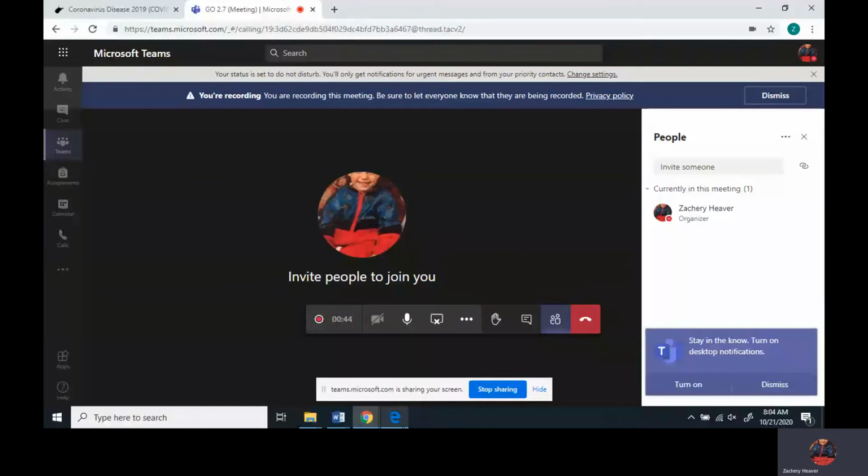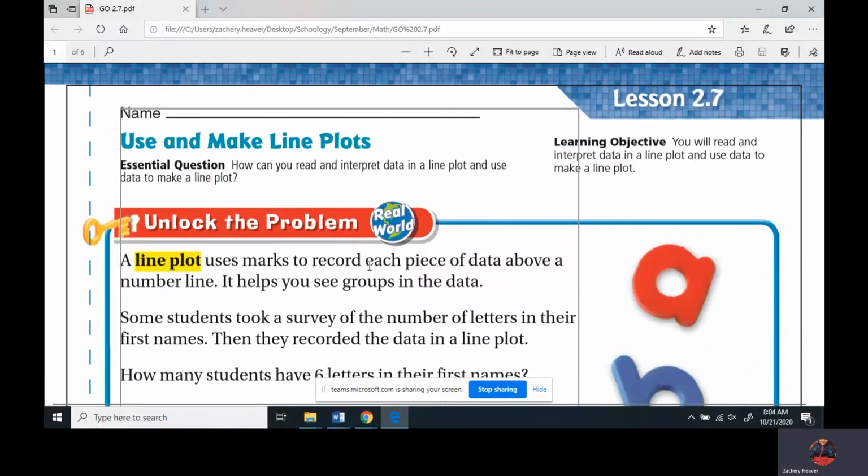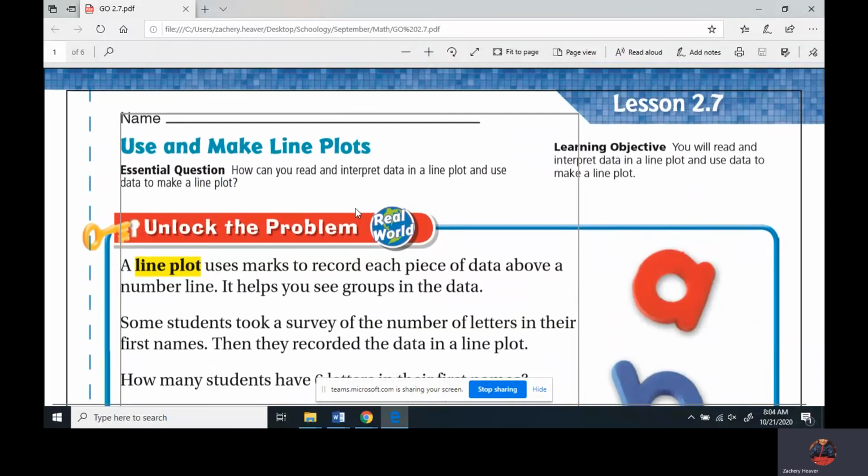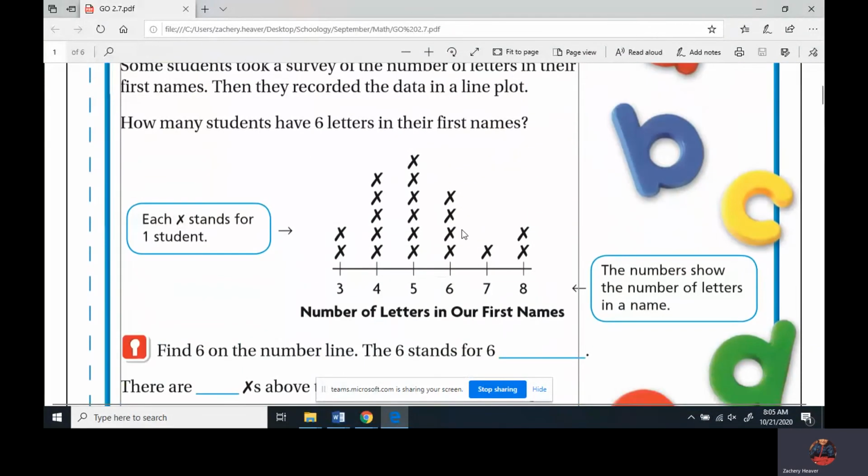Okay, so today's lesson is on line plots, using and making line plots. A line plot uses marks to record each piece of data above a number line. It helps you see groups in the data. It looks just like this. X stands for one student.